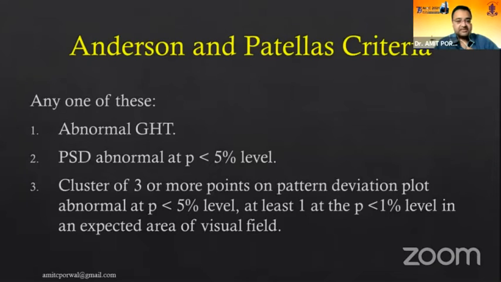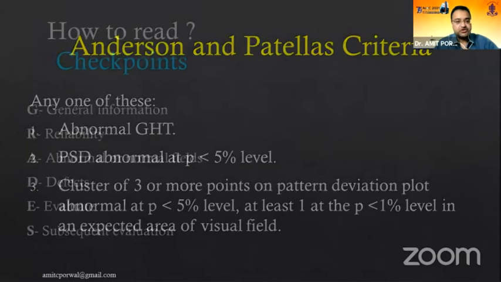Now we have something called the Anderson and Patella criteria, which are very important. So what are these criteria? Any one of these should be present in the single field printout. That is an abnormal glaucoma hemifield test, a pattern standard deviation abnormal at P less than 5% level. We should have a cluster of 3 or more points on the pattern deviation plot, abnormal at P less than 5% level, and at least one at P less than 1% level in an expected area of the visual field.